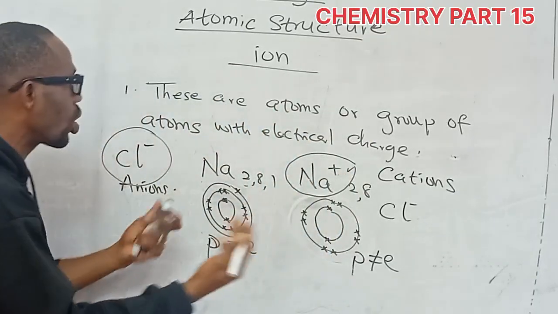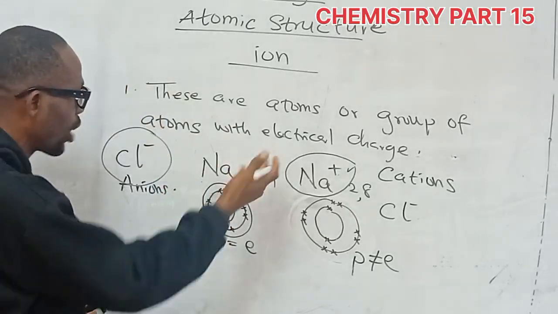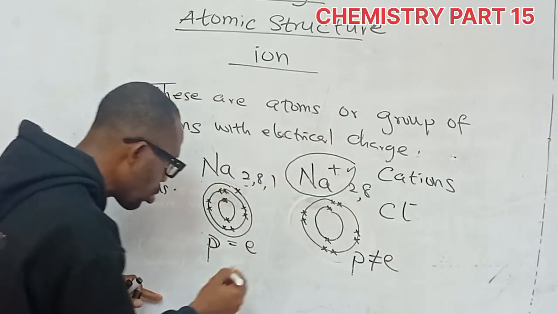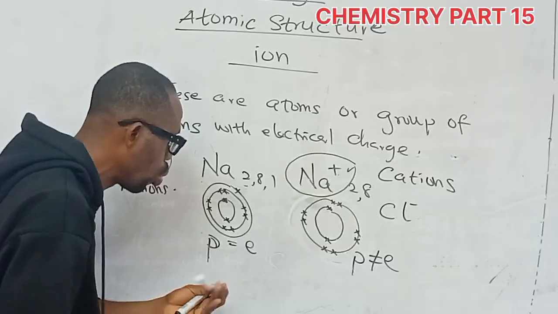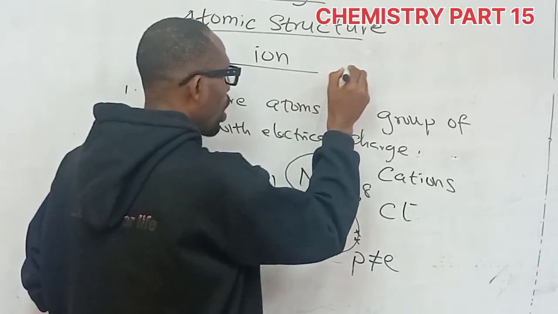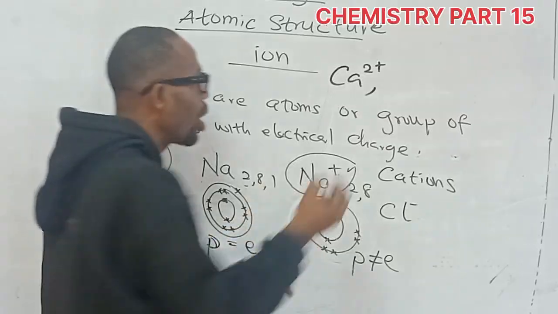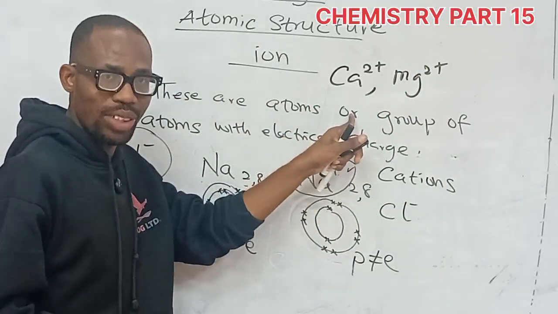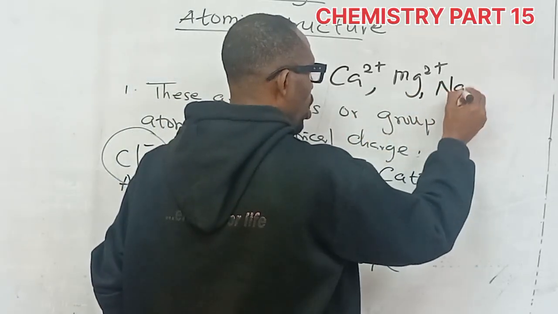Electrical charge. Let me give you more examples of ions with positive charges. Example we have Ca2 plus. Let me write it here. This is a cation. Another one is Mg2 plus. This is also a cation. Can you see that now? Then we also have Na plus.